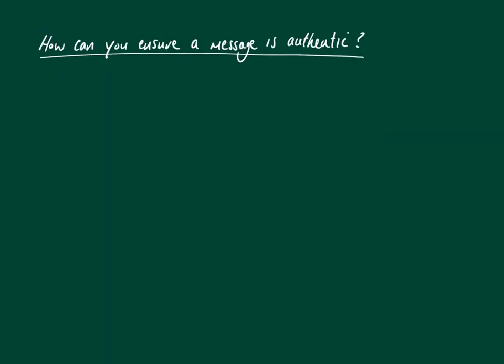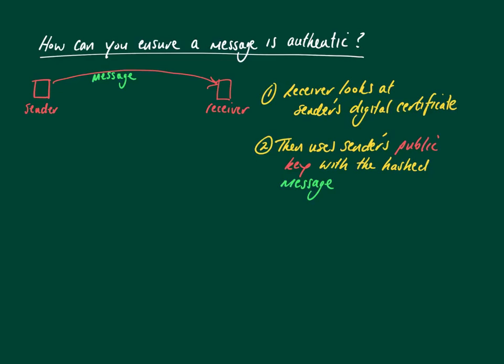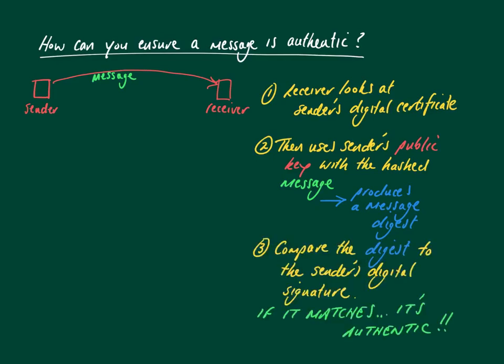Yeah, okay, but how can you ensure that a message is authentic? There's really just the 3 steps to this. It's really simple. The receiver, so the machine receiving the message, looks at the sender's digital certificate, and then it uses the sender's public key with the hashed message that was received to produce a message digest. And from that message digest, you compare the generated hash with the digital signature that's on the digital certificate. If it matches, then you can say that the message is authentic.